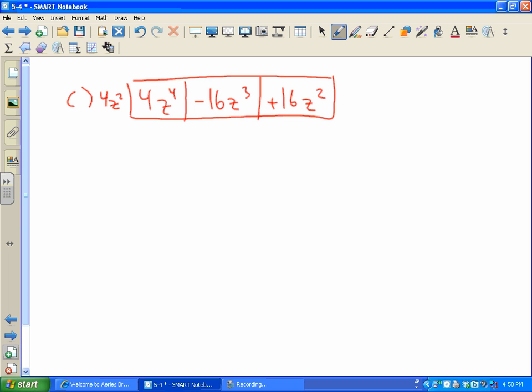4z squared is taken out. I divide 4z to the fourth. That will leave me a z squared again. Notice we multiply together. If I'm going to multiply those exponents, 2 plus 2 is 4. That's how I'm getting that.